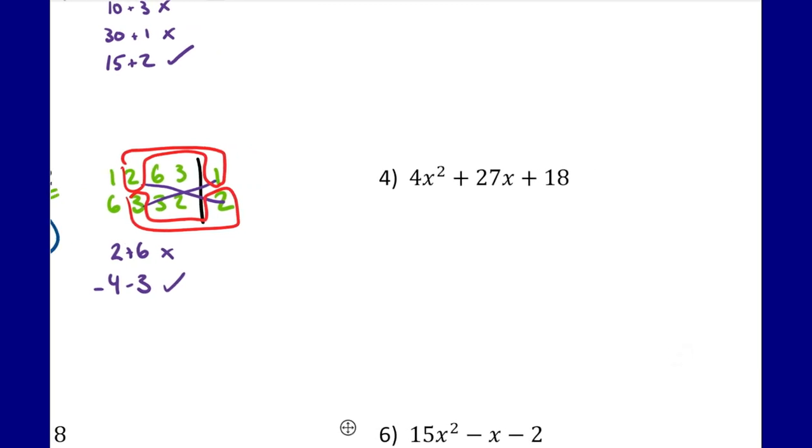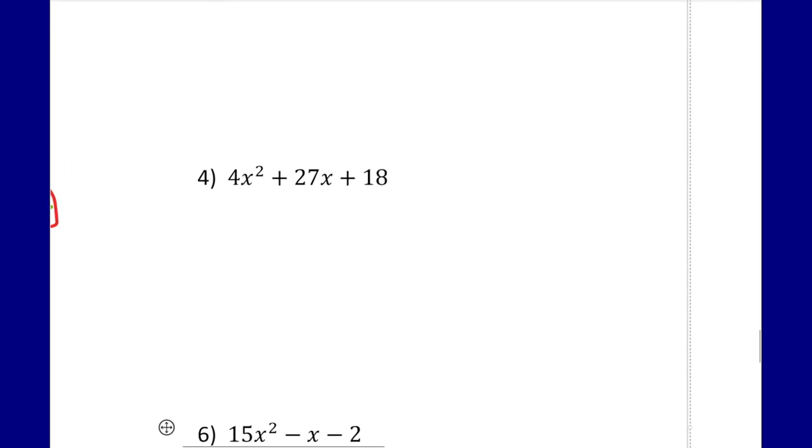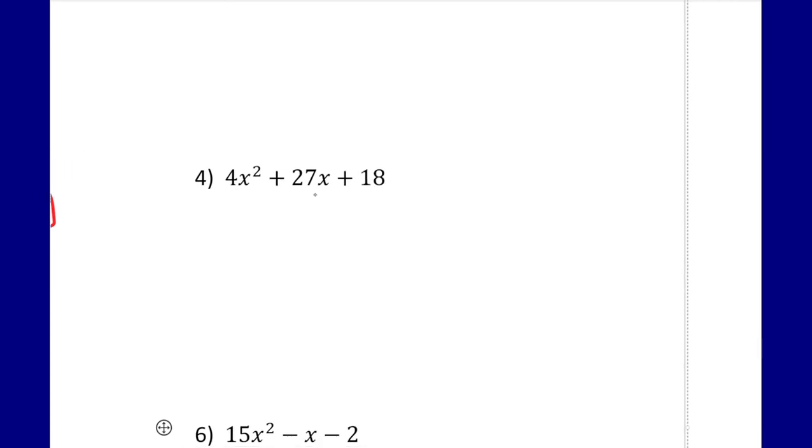So let's try the other method, one you might have learned before. So 4x squared plus 27x plus 18. This trinomial is complex. So what we do is similar to the product and sum. The sum is going to stay the same. We're still looking for two numbers that add to our middle number here of 27.